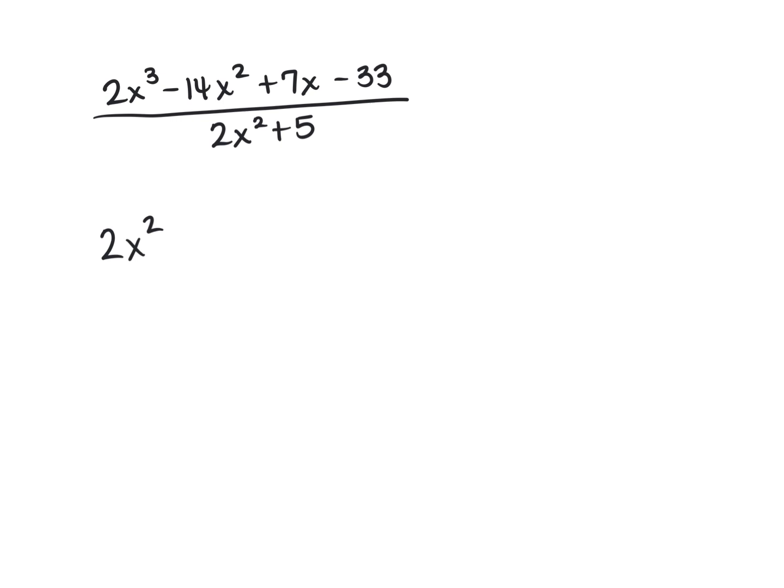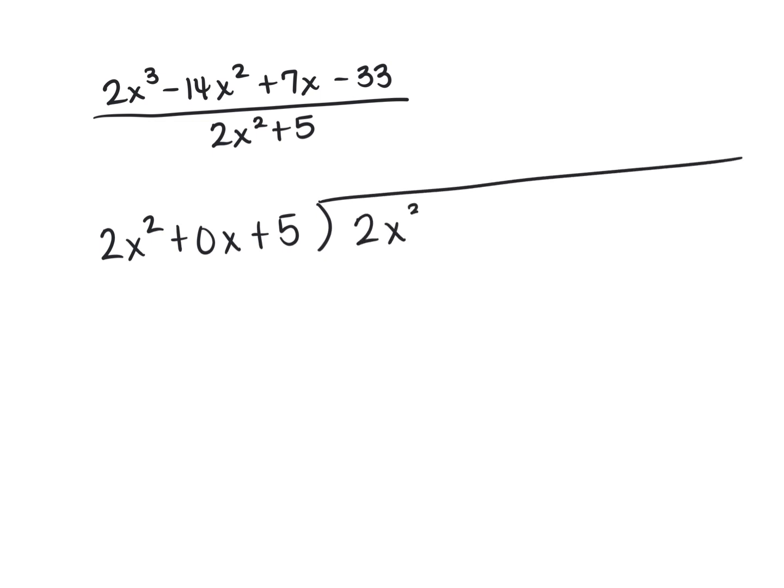So we have 2x squared. We're missing the 0x term, so we have to put that in there as a placeholder, and then plus 5. And then what we're dividing into is 2x cubed minus 14x squared plus 7x minus 33. So we're going to divide this by looking at 2x cubed divided by 2x squared. So we're going here, this divided by this. So 2x cubed divided by 2x squared is going to leave us with x.